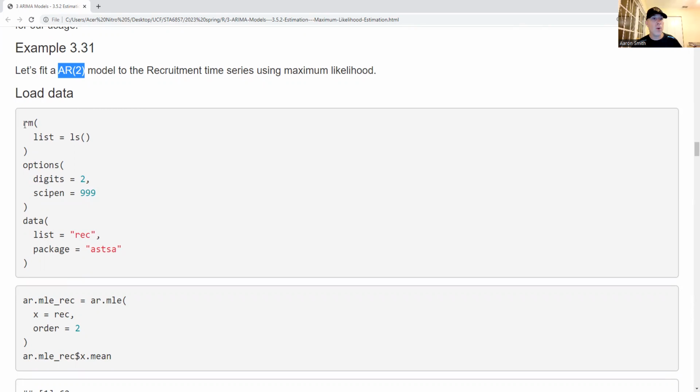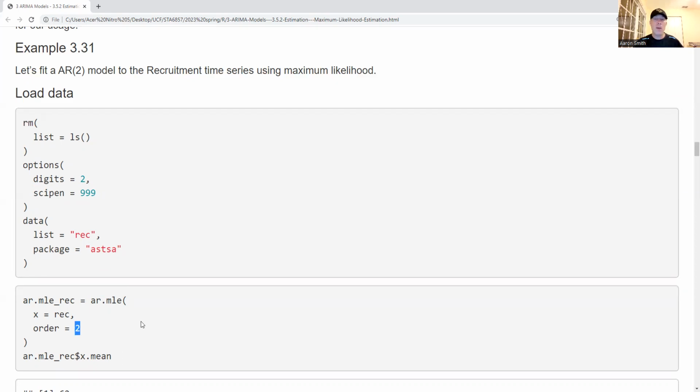All right, so let's go ahead and set up our workspace here, making sure I don't have anything floating around in my workspace to pollute the computations. I'm suppressing the number of digits displayed and printed, and I'm saying avoid scientific notation if you can. Now I'm loading the data from the ASTSA package, and now I'm using the autoregressive maximum likelihood estimate function, which is a base R function, and I'm saying, hey, do order 2.